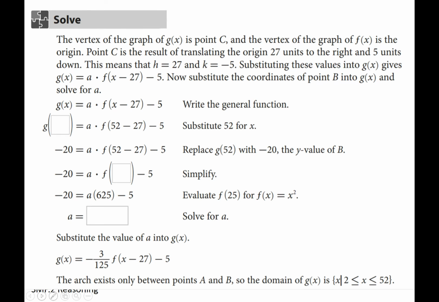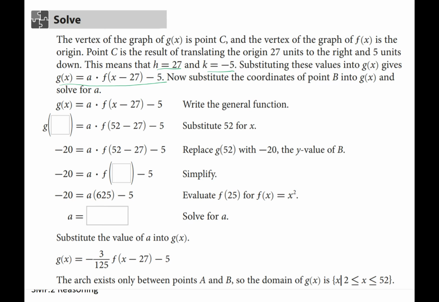So now we're going to actually solve it. The vertex of the graph of g is point C, and the vertex of the graph of f of x is the origin. Point C is the result of translating the origin 27 units to the right and 5 units down. This means that h equals 27 and k equals -5. We're going to substitute these values into g of x, and it gives us this function right here. Now substitute the coordinates of point B into g of x and solve for a. It doesn't matter if you use point A or point B.